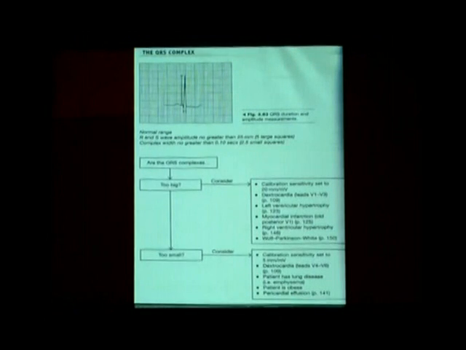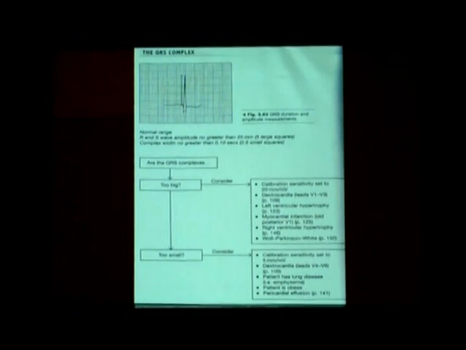Then we come to the QRS complex. The QRS complex represents biventricular depolarization. Once again, we see whether the QRS complex is big or small. In which condition does the QRS complex have a large amplitude?